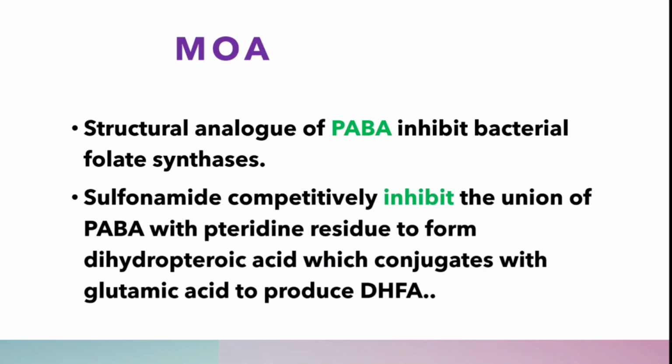If it is bound, this results in the formation of dihydropteroic acid, which then conjugates with glutamic acid to produce dihydrofolic acid. Thus, folate metabolism takes place. So, folate metabolism is inhibited by the sulfonamides. This is how it acts.